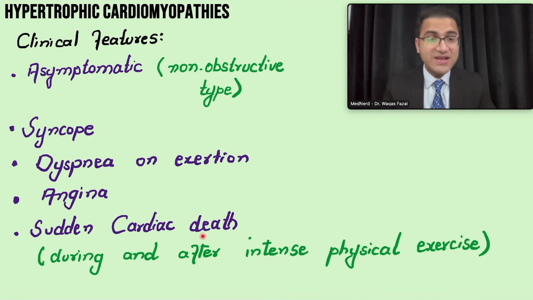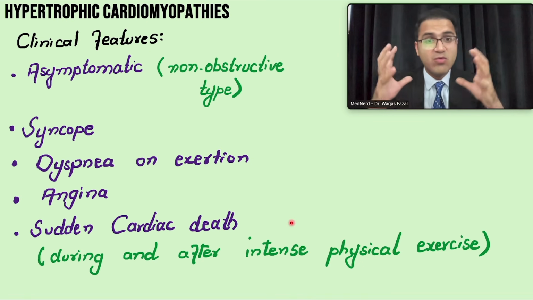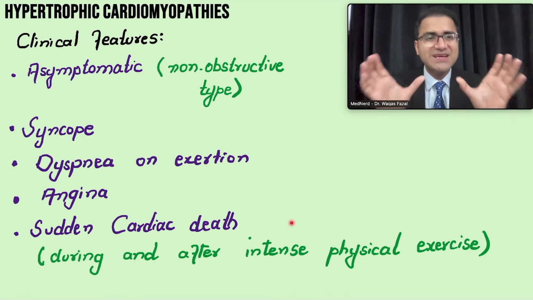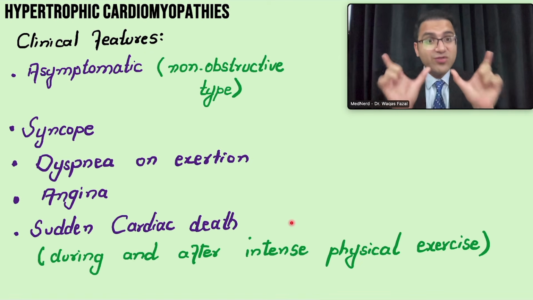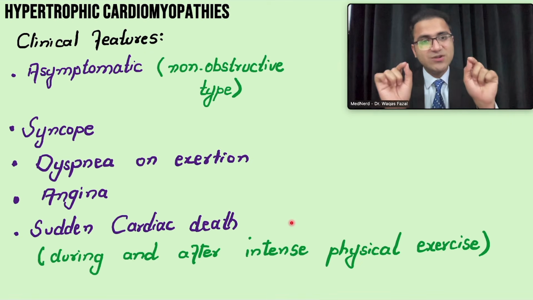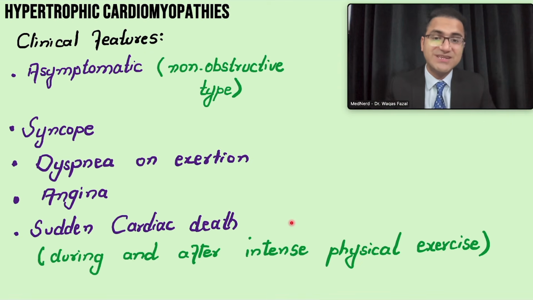Sudden cardiac death can also be an unfortunate presentation during or after an intense physical exercise, where the heart tissue is wanting more blood, but the heart tissue is very thick and cannot be perfused thoroughly. Therefore, cardiac arrhythmias take place, and those cardiac arrhythmias kill the patient, resulting in sudden cardiac deaths. Therefore, a common presentation in athletes.